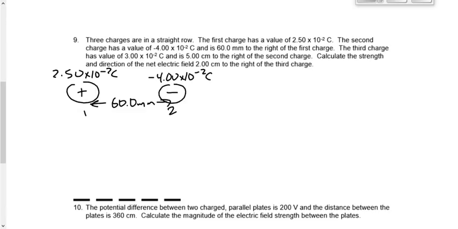And then we have our third charge, which is 5 centimeters to the right of the second charge. It's going to be positive 3.00 times 10 to the negative 2 coulombs. We'll label that number 3 and label it as 5.00 centimeters. And we want to find the field strength 2 centimeters to the right of the third charge. So we want to find the field strength over here to the right of that third charge, 2.00 centimeters.